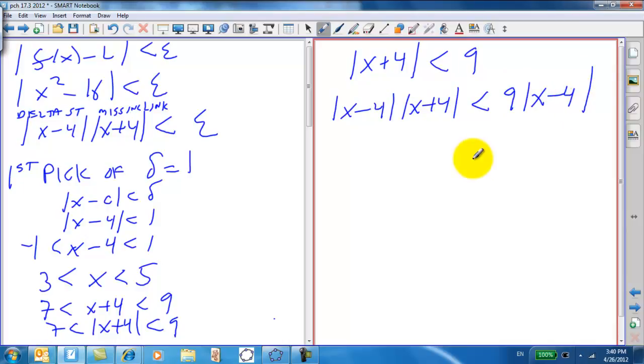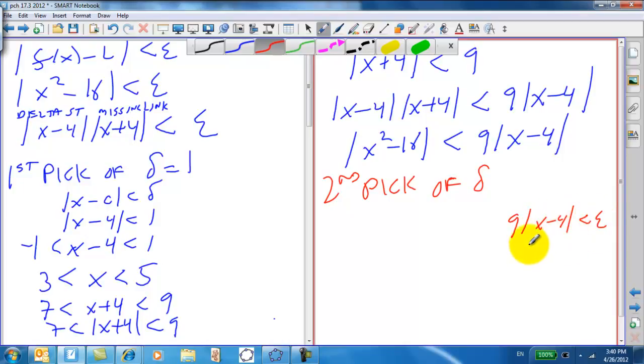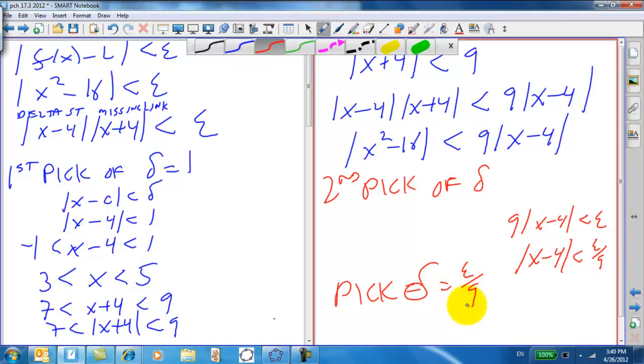Multiply both sides by the absolute value of x minus 4. So now I get the absolute value of x squared minus 16 is less than 9 times the absolute value of x minus 4. Now I'm going to do a second pick of delta, and it's going to be based on getting 9 times the absolute value of x minus 4 less than epsilon. So x minus 4 is less than epsilon over 9. So I'm going to pick delta to equal epsilon over 9.